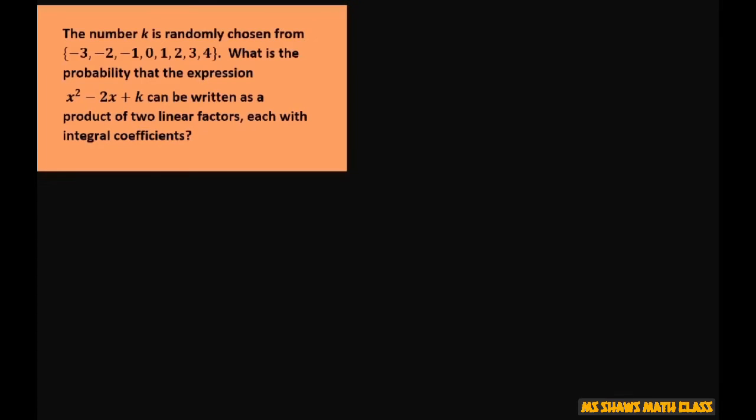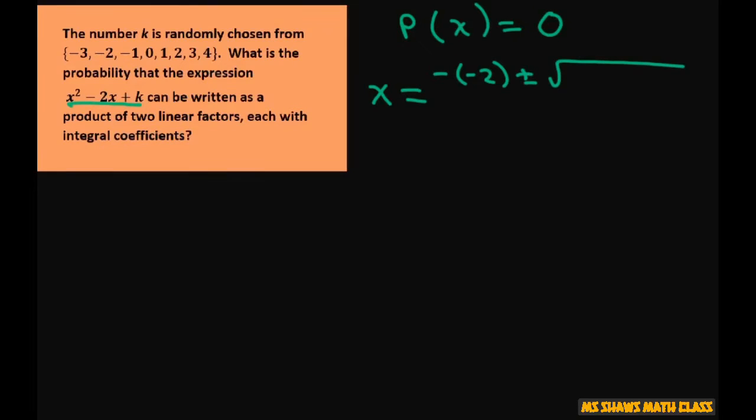So, what we want to do first is take our equation and use a quadratic formula. So we want to see when p of x equals 0, and that's going to be when x equals, and we're going to use our quadratic formula. So your b is negative 2 plus or minus square root of negative 2 squared is 4 minus 4ac, so that's going to be 4k, all divided by 2. Now let's simplify this.